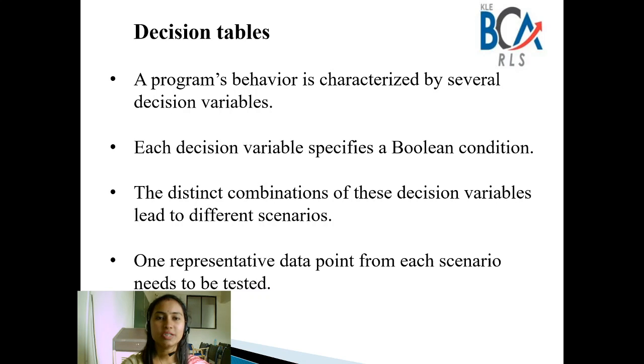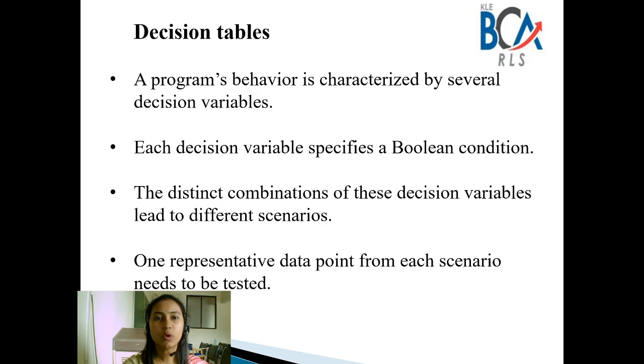So in the last session we discussed various testing techniques under black box testing. We discussed requirement based testing, we discussed positive and negative testing, and I gave you the example also, and we also discussed boundary value analysis testing. So in today's session we will discuss decision table and many other different testing techniques.